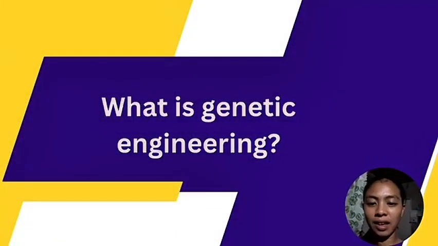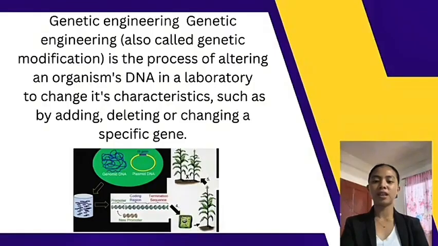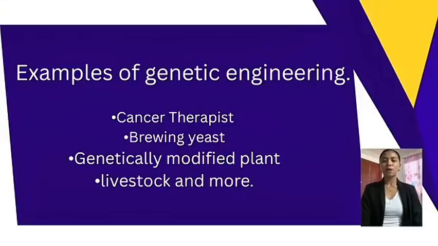is genetic engineering. So genetic engineering, or also called genetic modification, is the process of altering an organism's DNA in a laboratory to change its characteristics, such as by adding, deleting, or changing a specific gene. So for example, genetic engineering may involve adding a gene from one species to an organism from a different species to produce a desired trait.